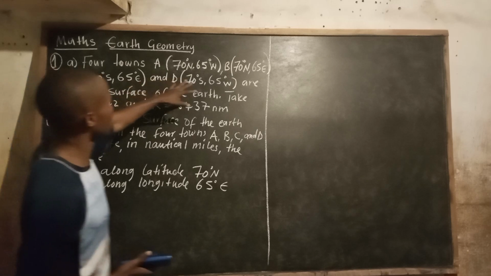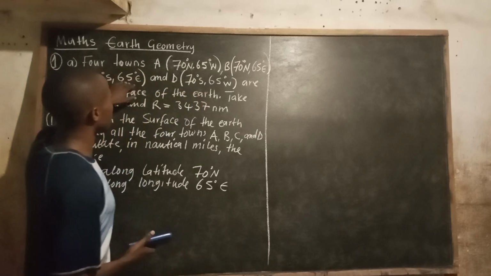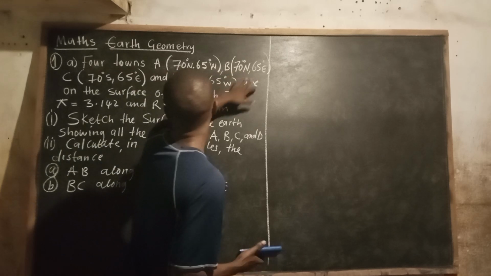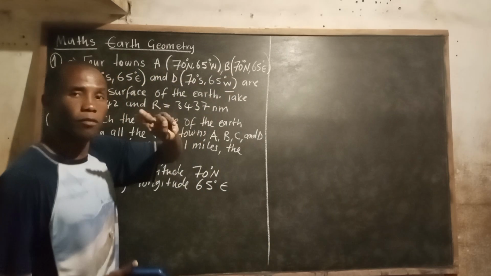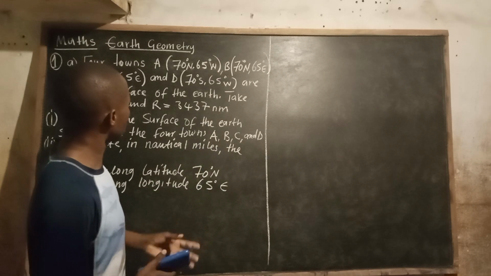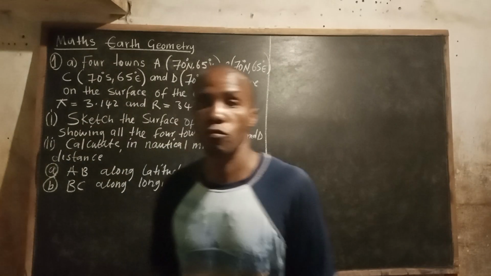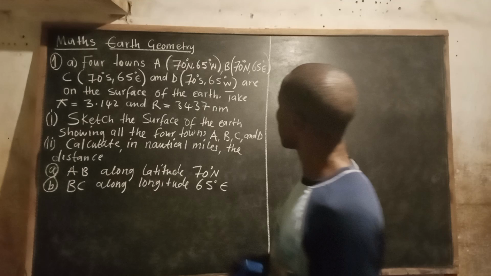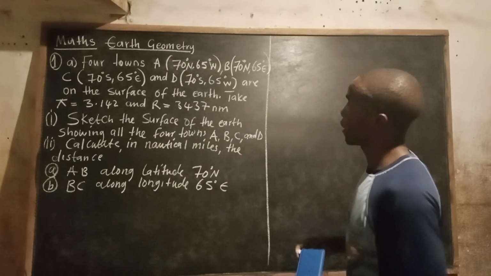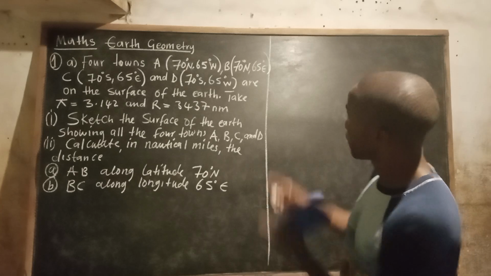Then we come to longitude. We have 65 west and 65 east. So again we have west and east, so we have 2 lines. That is the first thing you are supposed to identify in the given statement, like the one we have there. So now we can sketch by identifying that.